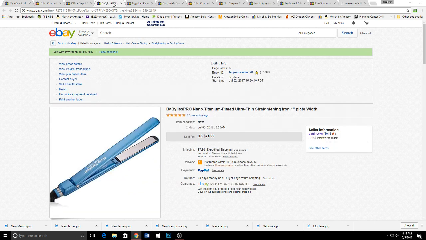All right, the next thing I have is a Babyliss Pro Nano Titanium Plated Ultra Thin Straightening Iron with a 1-inch plate. And this was a good sell: $74.99 for me, $15 in fees, $60 was paid into my pocket from eBay. I paid approximately $10, which means my total in-pocket price was $50. So $50 for selling a flat iron. How awesome is that? It was in good working condition and still brand new in its original packaging. That makes a big, big difference when you're selling it.